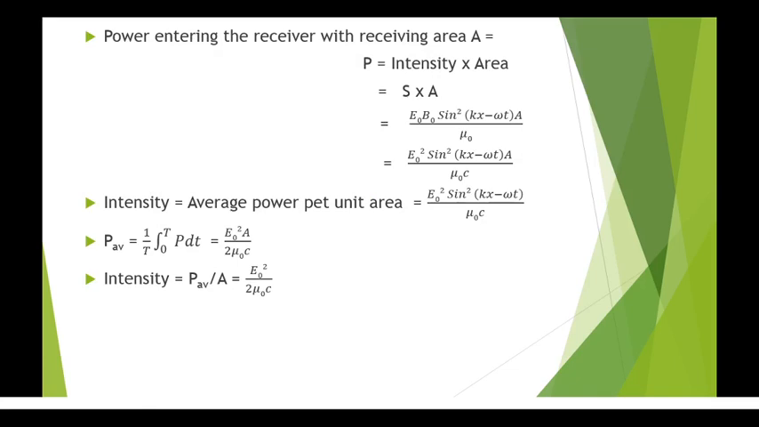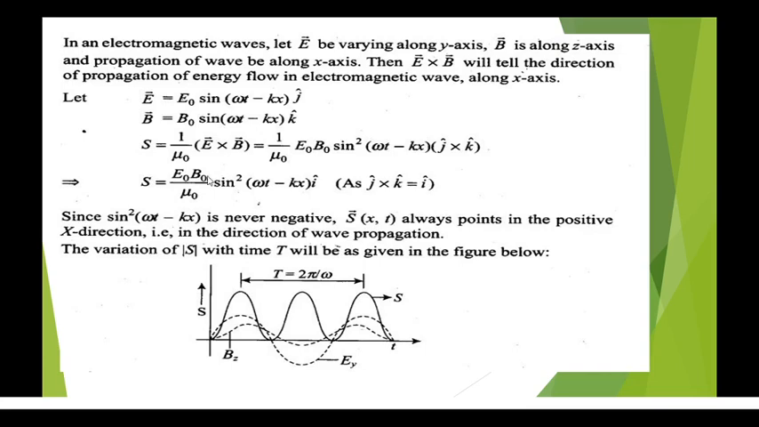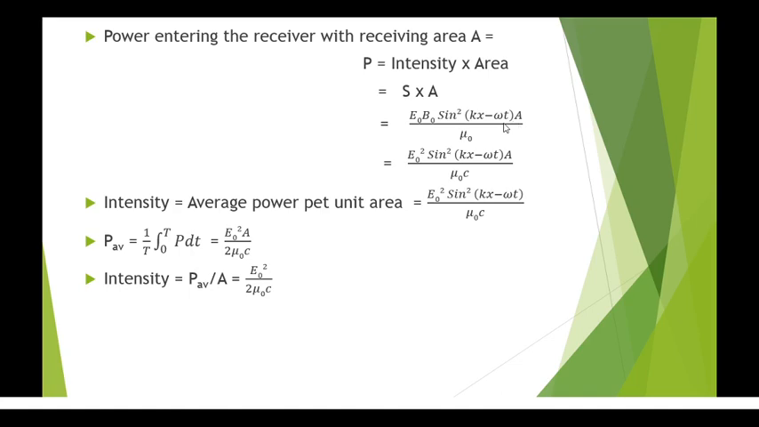Power is equal to, we had already said that intensity is the average power per unit area. So power is intensity into area. Intensity means the Poynting vector itself. So we got the expression for the Poynting vector multiplied with area. We are taking the modulus value of S, that is E0 B0 by mu 0 sin square(omega t minus kx), or sin square(kx minus omega t), multiplied with area. Now you can replace B0 with E0 by c. So it will be E0 square divided by mu 0 into c. So that is the power.